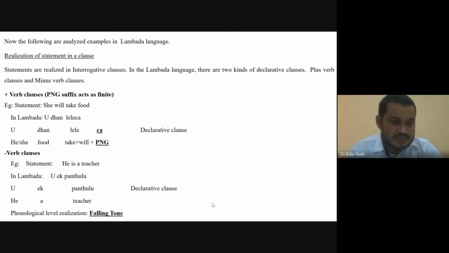Minus verb class statement: he is a teacher. In Lambada, who ek pantulu. Who means he, ek is a pantulu, teacher. Declarative class, the minus verb. Phonological realization is the falling tone.